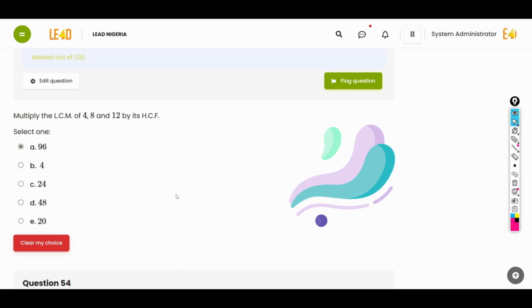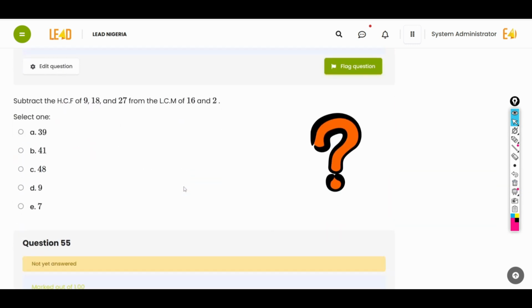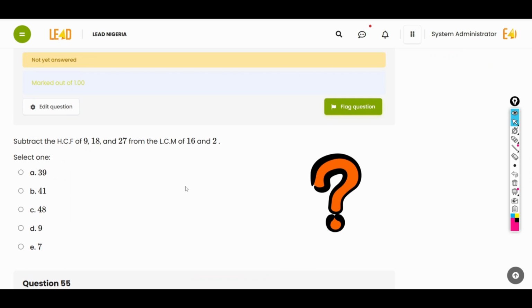96. Subtract the HCF of 9, 18, and 27 from the LCM of 16 and 2.